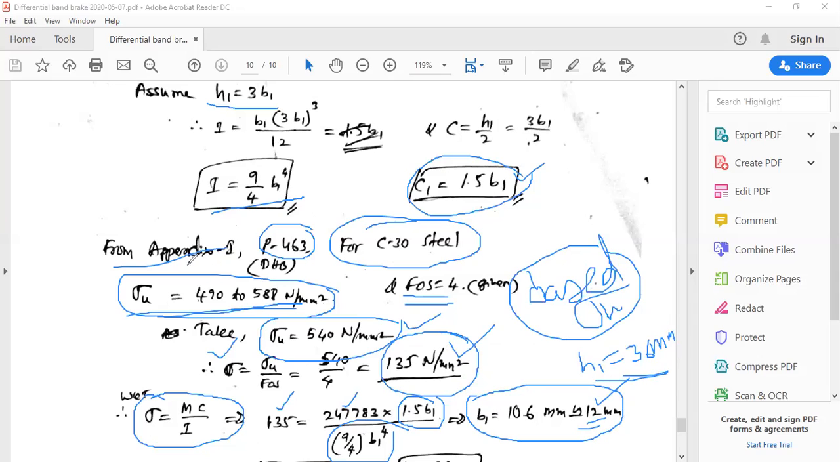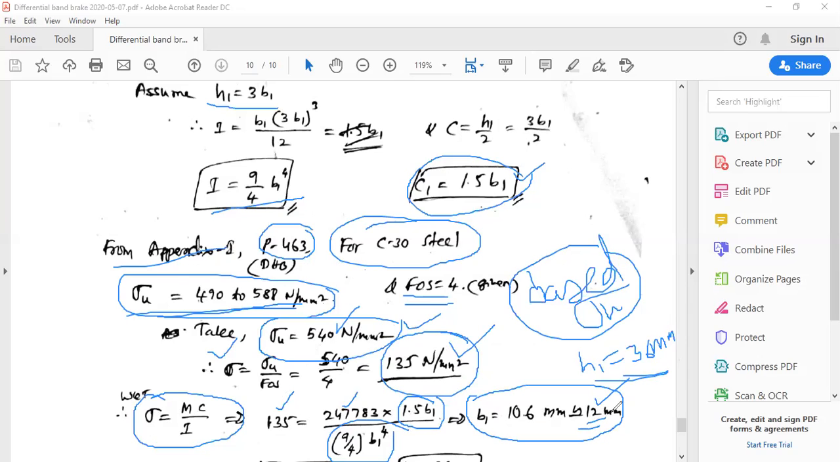If the ultimate stress is not given, then you can assume the yield stress as well, using the same table. Since it is given as the ultimate stress case, we have to assume the ultimate stress between these two values. Divided by 4, that gives the sigma value on the LHS, and on the RHS only b1 is unknown.